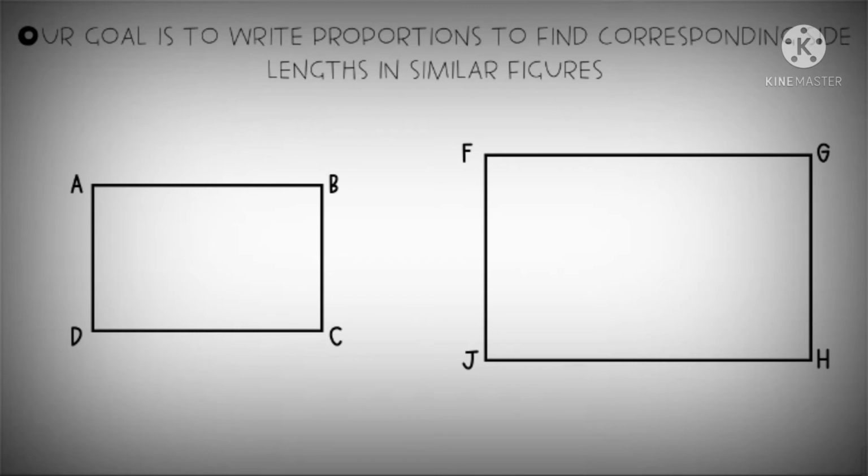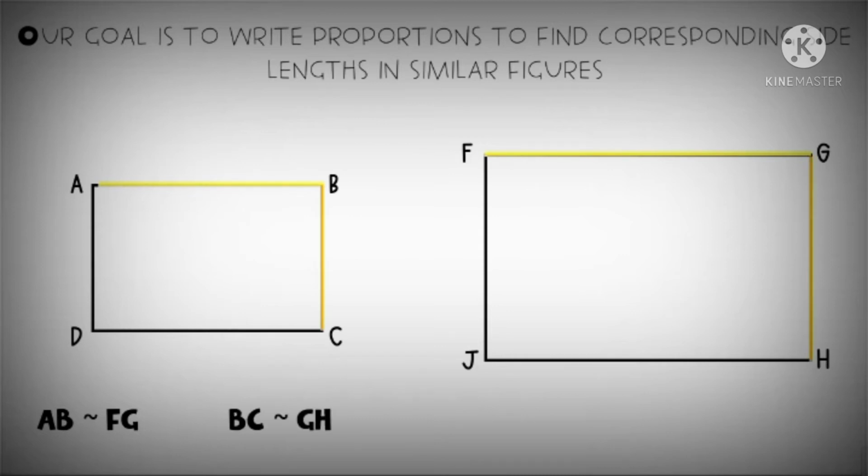When we are looking for corresponding side lengths, we are matching the sides of our shapes to each other. In this case, we have side AB which matches side FG. We will write that as AB is similar to FG. We then have BC, which is similar to GH. We also have CD, which is similar to HJ. And then we have FJ and AD. Those two are also similar. As you can see, each of these sides on the rectangle matches up with a side of the larger rectangle.